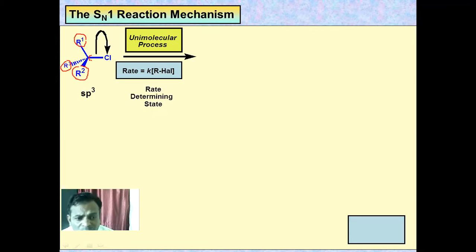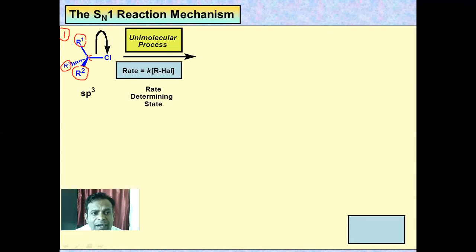Now SN1 involves a two-step mechanism. SN2 involves a single-step mechanism, that is, the attack of a nucleophile takes place from the back side and the leaving group departs from the front side. But SN1 involves a two-step mechanism. Step first is the formation of a carbocation.